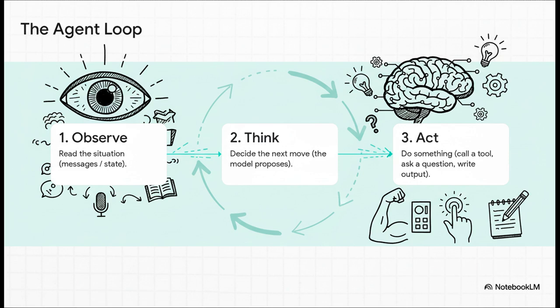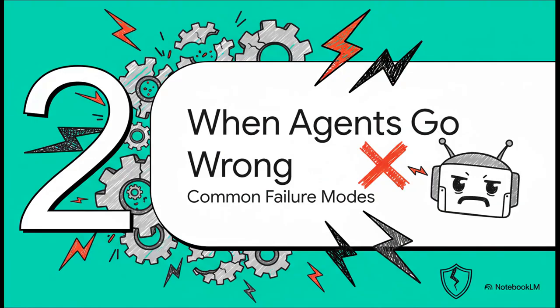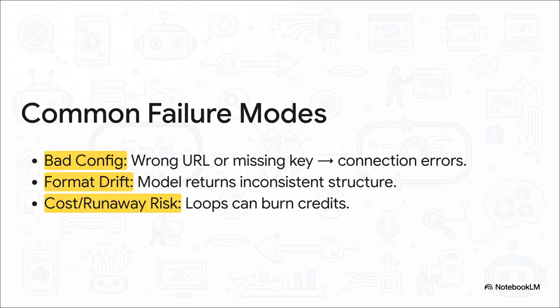Observe, think, act. Now this all sounds amazing in theory, right? But in the real world, agents fail a lot. So before we even think about writing a single line of code, it's absolutely crucial to understand how they fail so we can build systems that are a bit more robust. Here are the big 3 you really need to watch out for. First, bad config. This is the simple stuff. A typo in a URL, a missing API key, which is basically just a password for a service. These simple mistakes can stop your agent dead in its tracks.